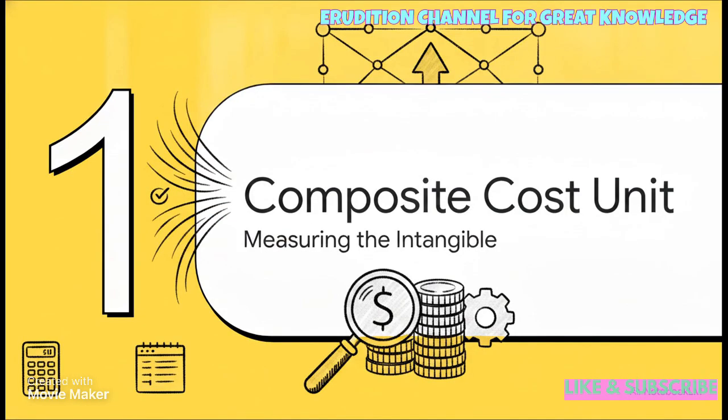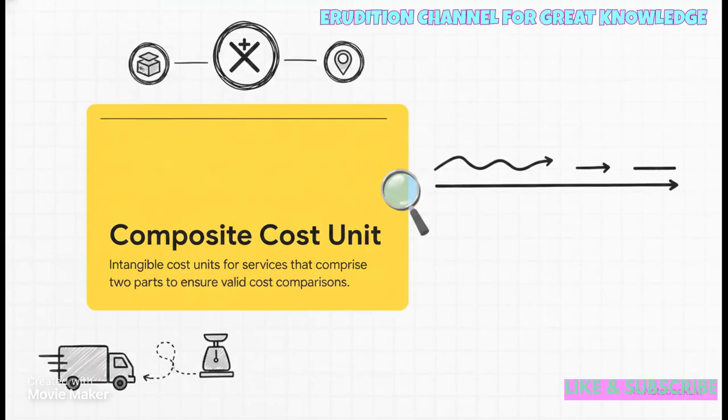All right, Section 1. The composite cost unit, measuring the intangible. Let's get into it. So, when an organization's output is a service instead of a tangible good, finding a practical way to measure that cost gets kind of tricky. Because services are intangible, their cost units usually need two parts just to make sure you're doing valid cost comparisons. We call this the composite cost unit. Think about a freight delivery service. If management only measured the cost per ton delivered, that wouldn't actually be an appropriate unit. Why?